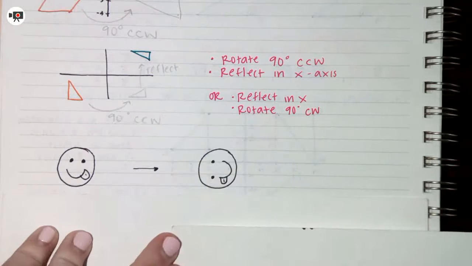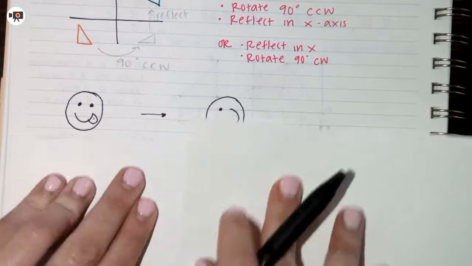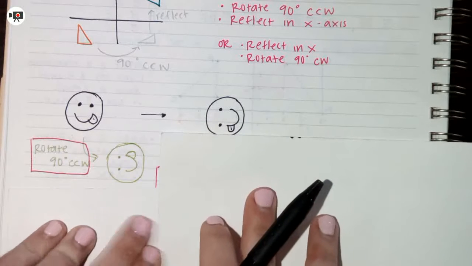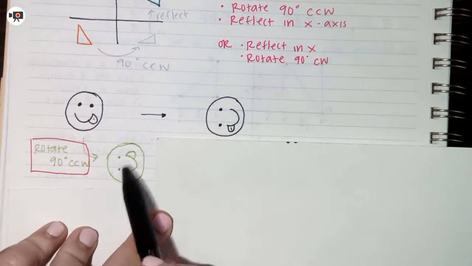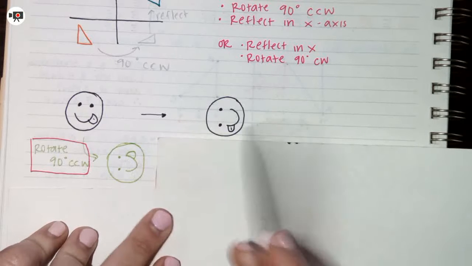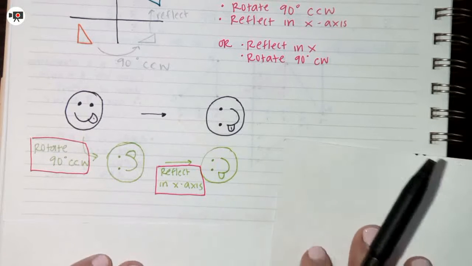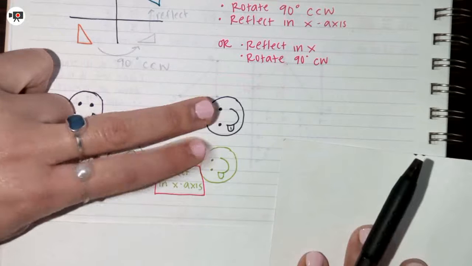So to get from one smiley face to the other, I could start by rotating 90 degrees. Now we know it's sideways. And then the tongue has to be on the other side. So I'm going to reflect it in the x-axis. And then these two smiley faces are the same.